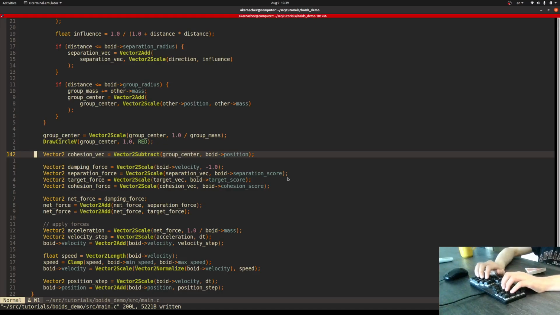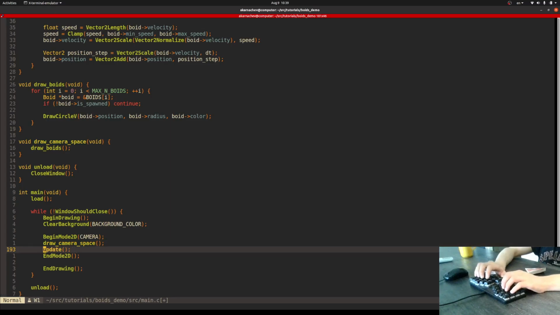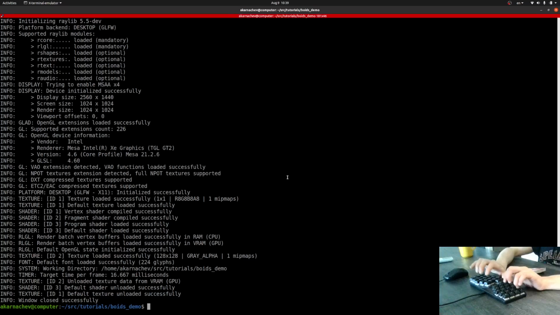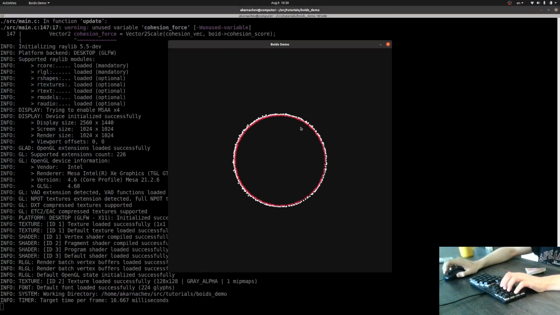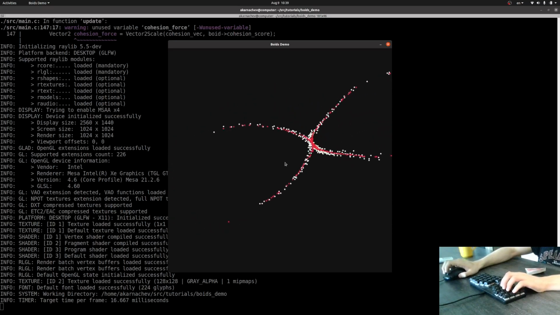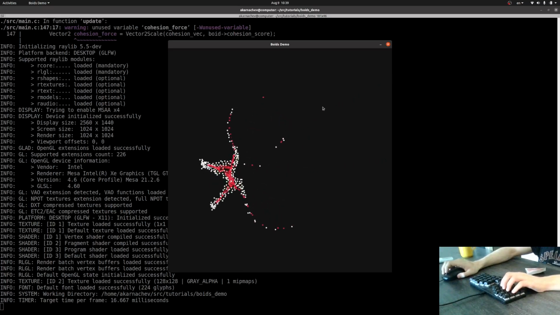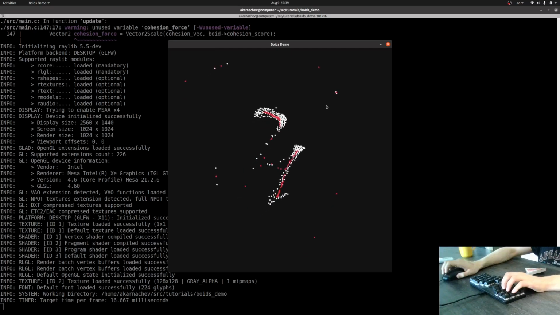Let's maybe update after we draw. I don't like this kind of debugging, but for now it's okay. I want to draw the red circles on top of the white ones. Yeah. By the way, it looks very cool.